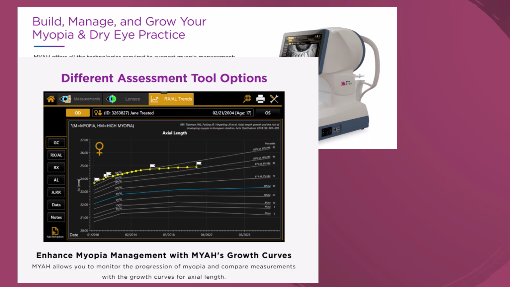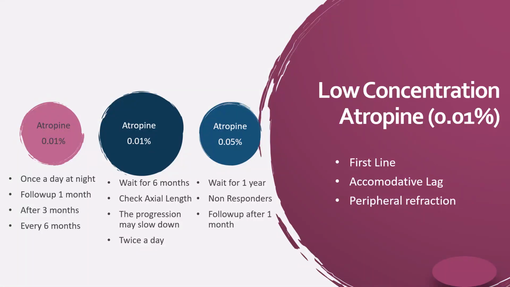Similar to the Excel sheet which I showed you, you can take those points from the Excel sheet and create your own growth trend, and you can also put whatever you want to put in that growth chart and show it to the patient. Now, this would be a separate lecture. I can, regardless, take a little bit on low concentration atropine at this point of time.